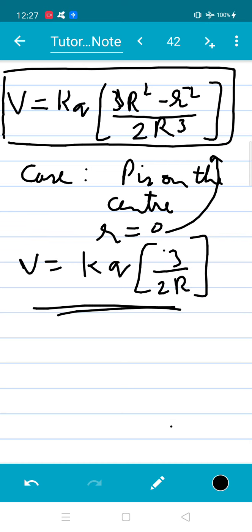So we actually did four cases: when point P was outside the sphere, point P on the surface of the sphere, point P inside the sphere, and then the last special case, when point P is at the center.